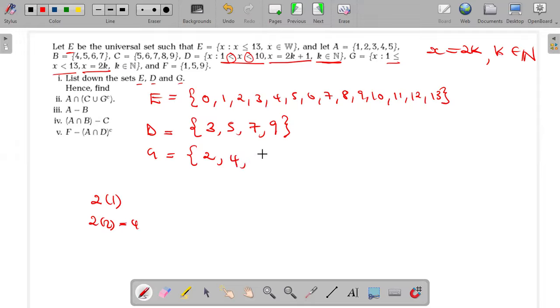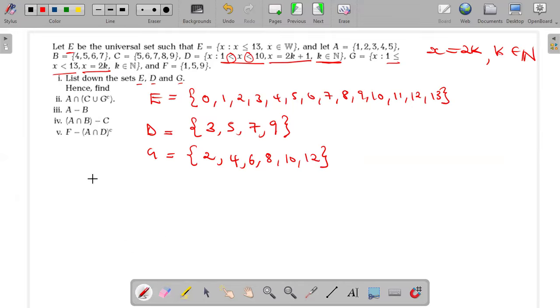You continue doing that, and you're just going to be getting even numbers. The even numbers that are in between 1 and 13 are just going to be 2, 4, 6. Even numbers, in case you've forgotten, are numbers that are divisible by 2 and do not leave a remainder. So I list those even numbers: 2, 4, 6, 8, 10, and 12. I've listed out my set just like that.